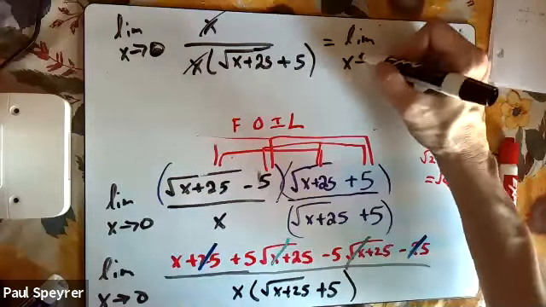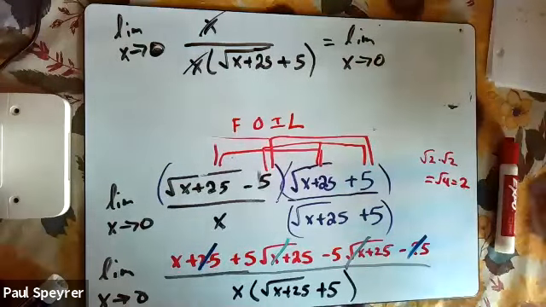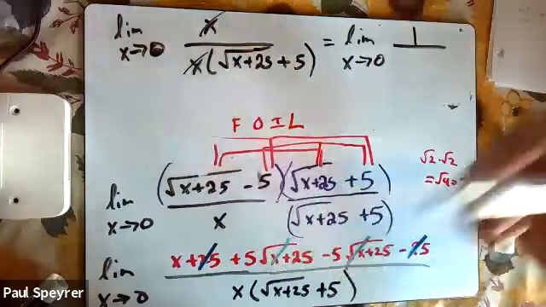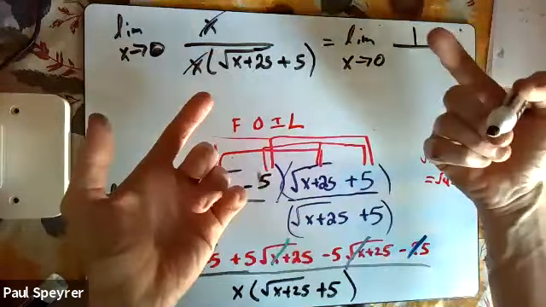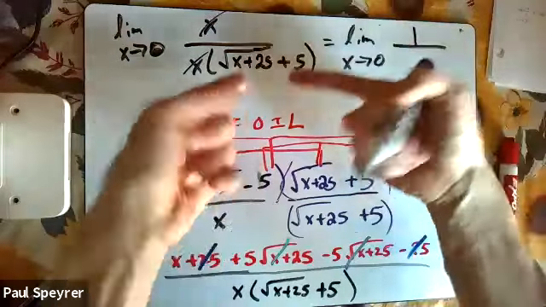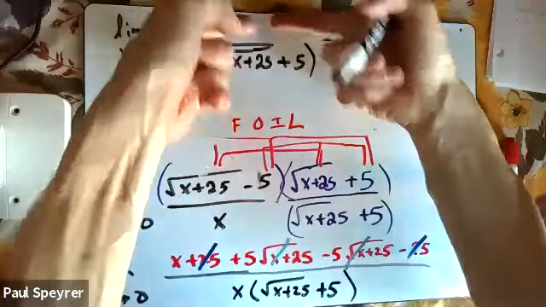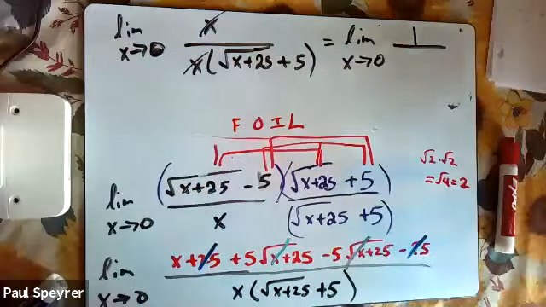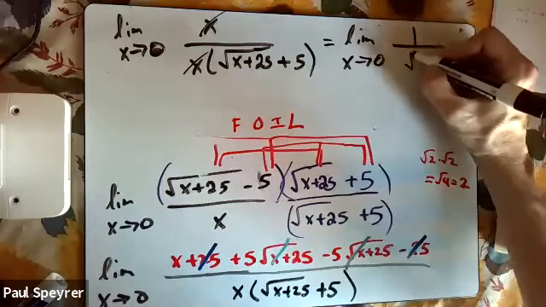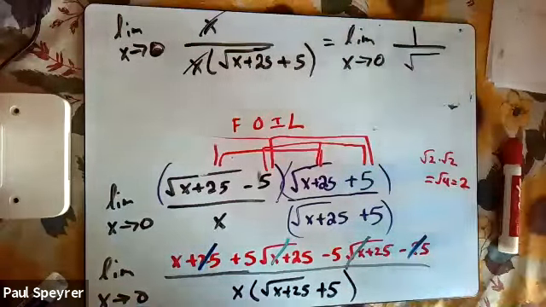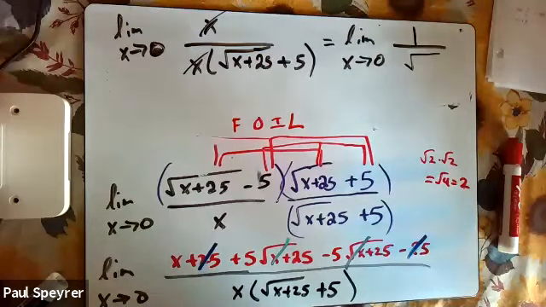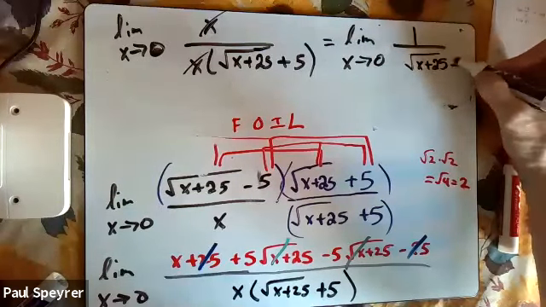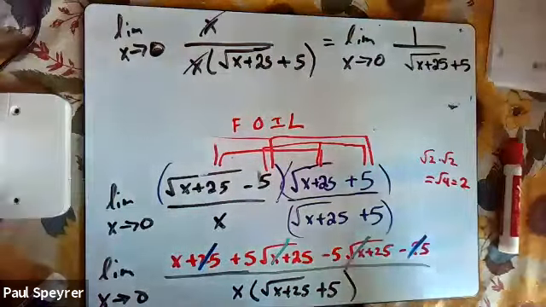Now, important: when you cancel that x out up top, don't say there's nothing left up top. A lot of people say it's nothing. But nothing is 0, and it's not 0 that's left up top. There's a 1, because x divided by x gives you 1. Something else people do that's incorrect is move this thing up top because the x canceled up top. No, that's not mathematically legal. That stays on the bottom. So we have 1 over the root of x plus 25 plus 5.